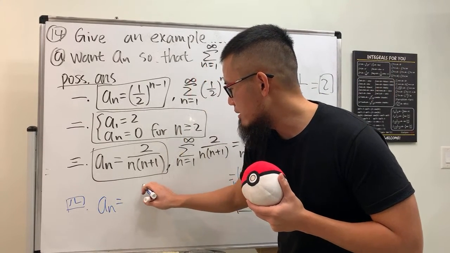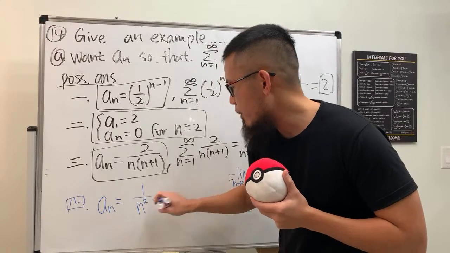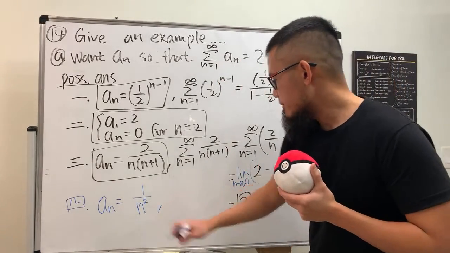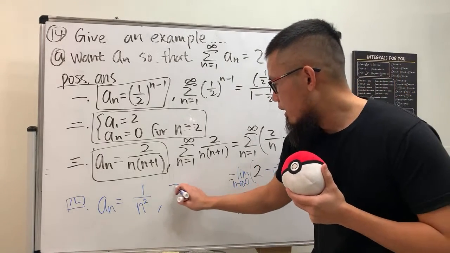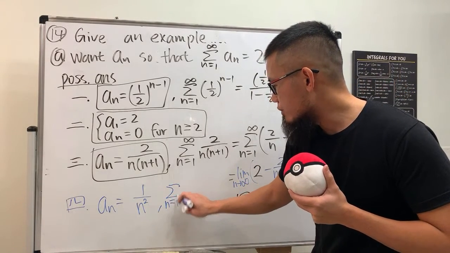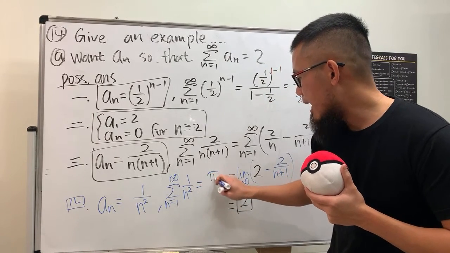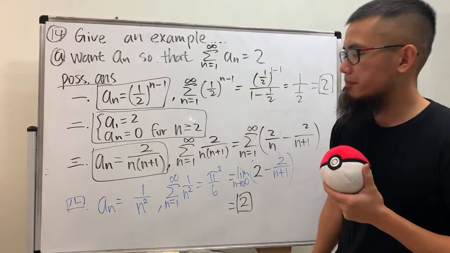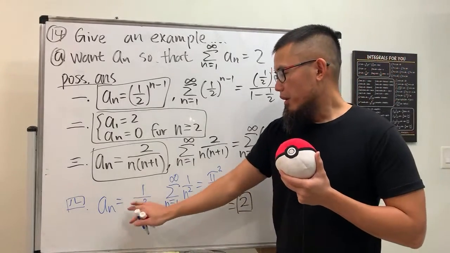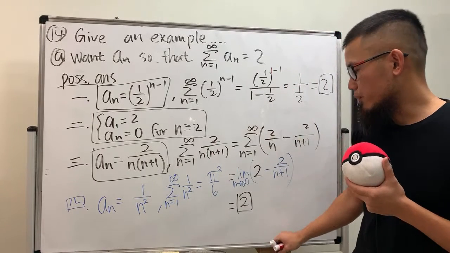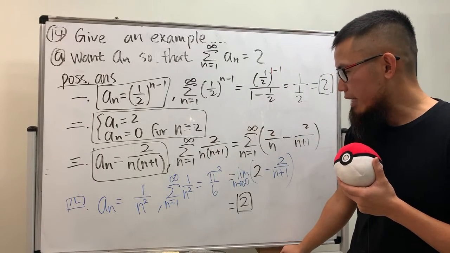Anyway, I want to make this equal to 1 over n squared. But you see, this is a well-known fact: as n goes from 1 to infinity, the sum of 1 over n squared is actually pi squared over 6. So if I put that down, this is not perfect because I want to end up with 2. So how can we make that happen?